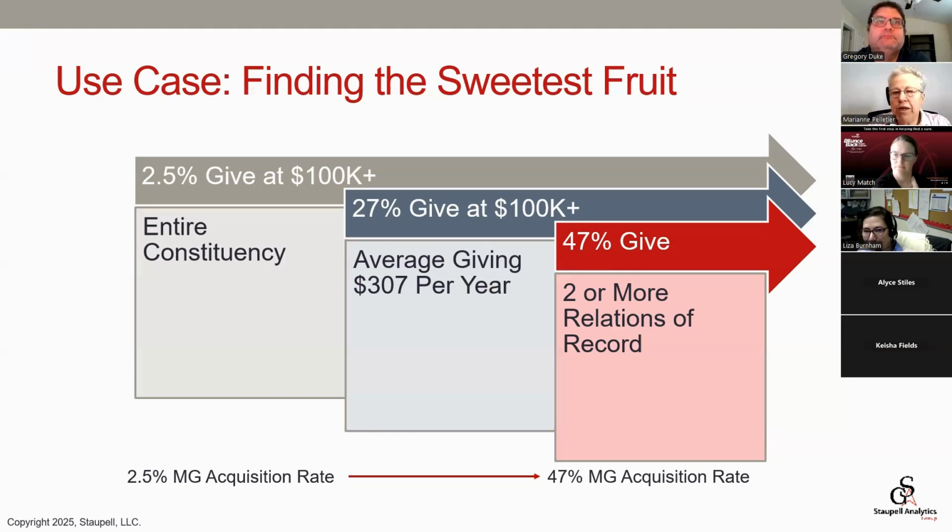And then this one, this weird characteristic, 2 or more relations of record. Well, for this client, it meant they had a friend in their relationship record, they had a business associate, and they had family. So it doesn't matter what the relations were, okay? But we went up to 1 out of 2. So instead of 3 prospects for every $100,000 gift, now you've got 2.